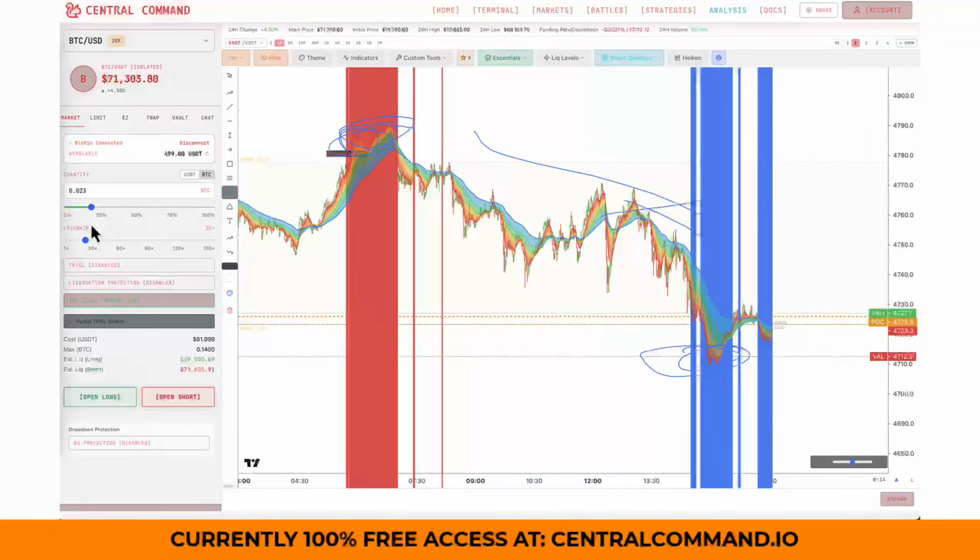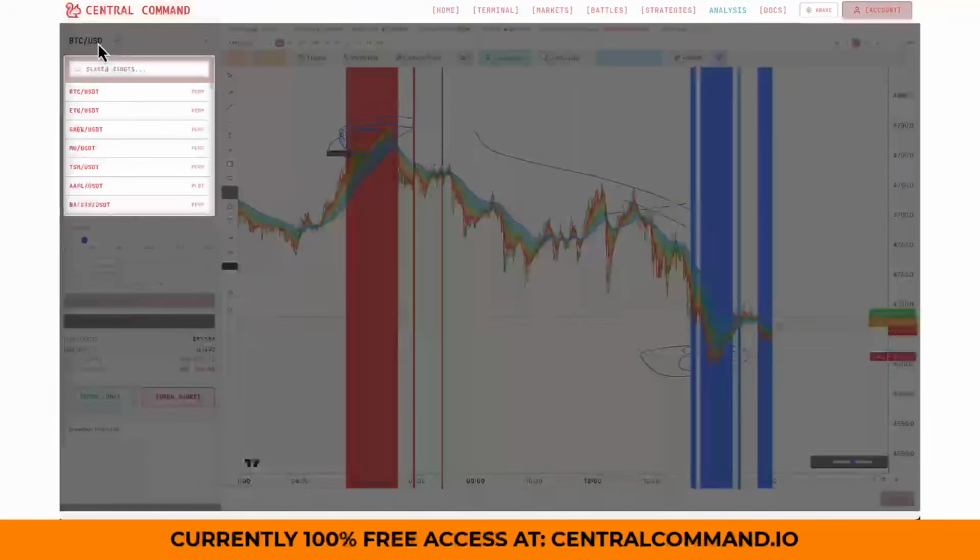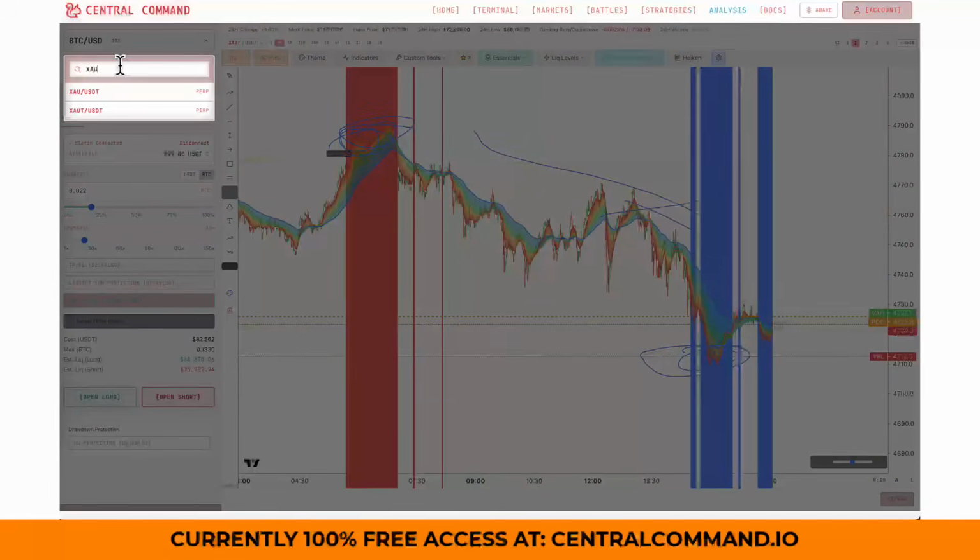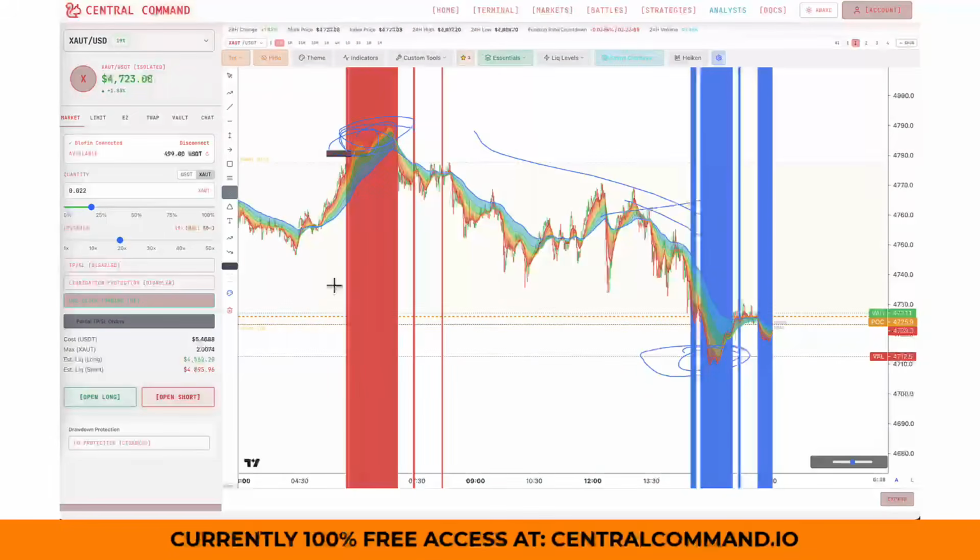You have the slider here for the leverage. You can choose what you want to trade. So if we want to go to XAUT, boom, we can trade over here. We can have all our leverage, and any trade I take here, my Blowfin's connected. That means a trade that I place through the interface will automatically be placed inside my Blowfin account. Again, we don't touch our funds. It's all via API, all secure that way.